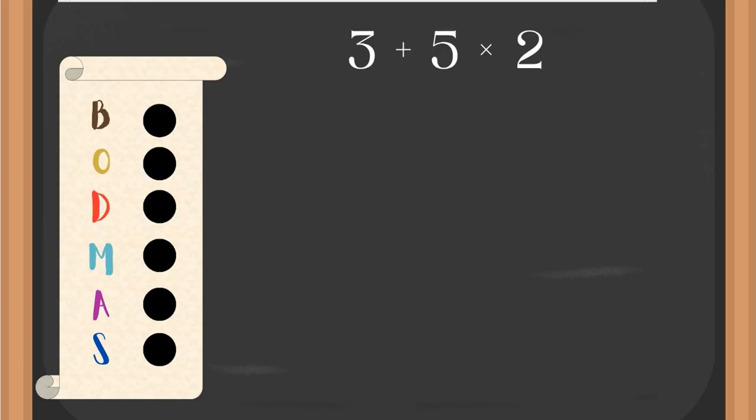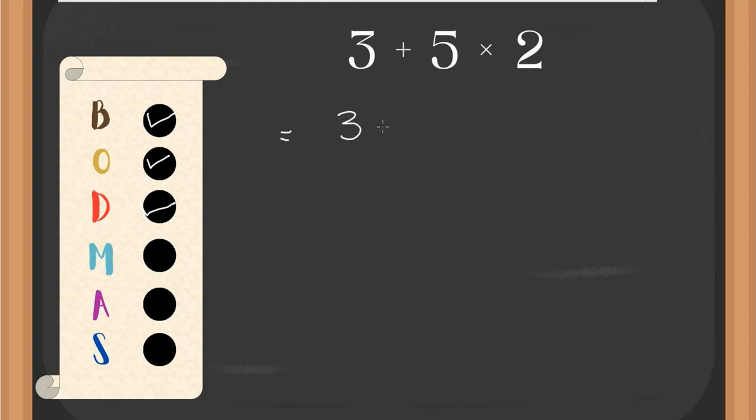Right. Next, we have 3 plus 5 times 2. Do we have any brackets in this particular question? Right. So I'm just going to check that off. Do we have any indices or roots? We don't. Check that off. Do we have any division? This question is very similar to the last one, but we do have multiplication, right?